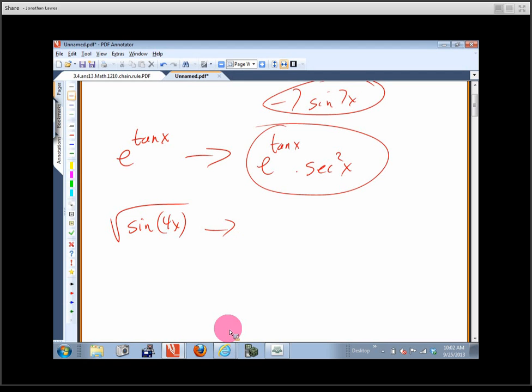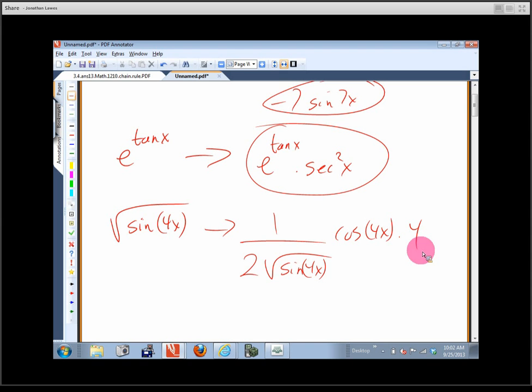That is 3 of them. What's the outside function? Outside function is the square root. Derivative of a square root is 1 over 2 times that same square root times the derivative of whatever we were taking the square root of. So that's a sine function. So that's going to be a cosine. Leave that inside alone. And then finally, times it by 4.